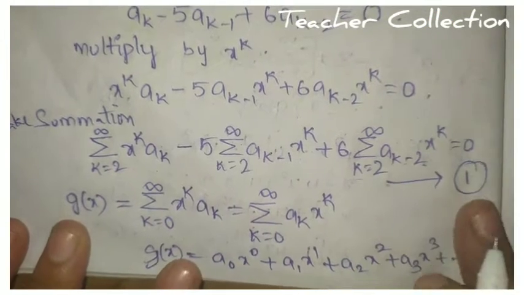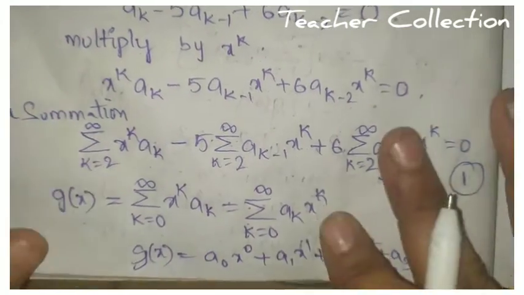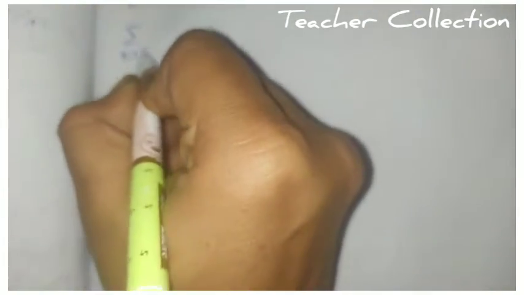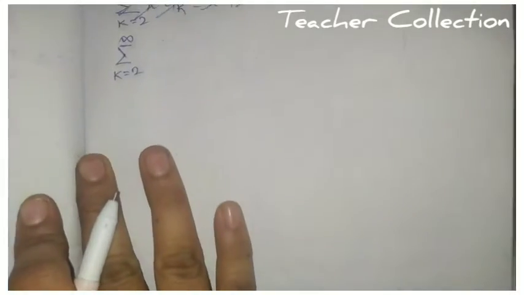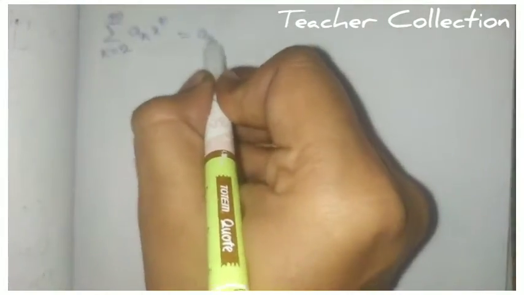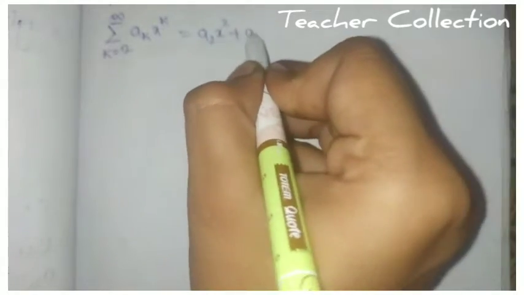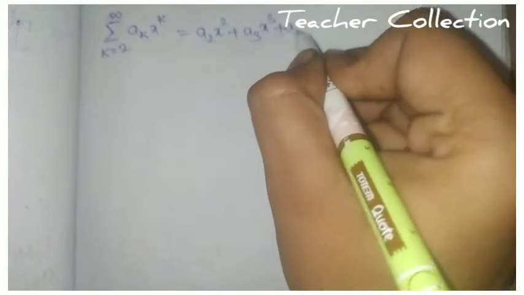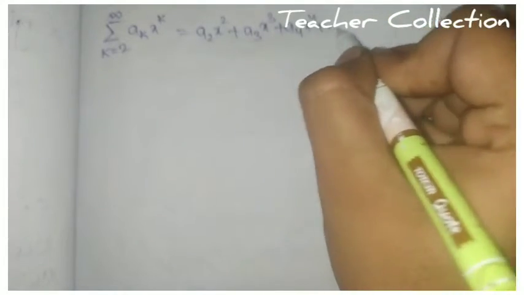Now this is no need. Next we will take these single terms. The first term is summation k = 2 to infinity a_k x^k, that is, we will get a_2 x^2 + a_3 x^3 + a_4 x^4 and so on.